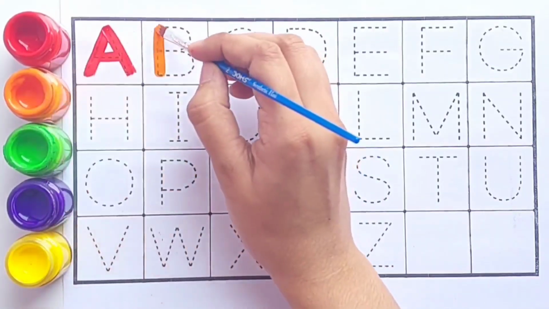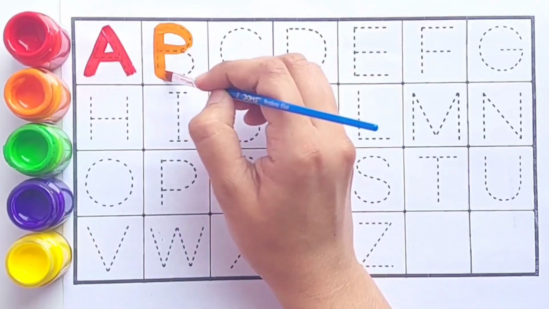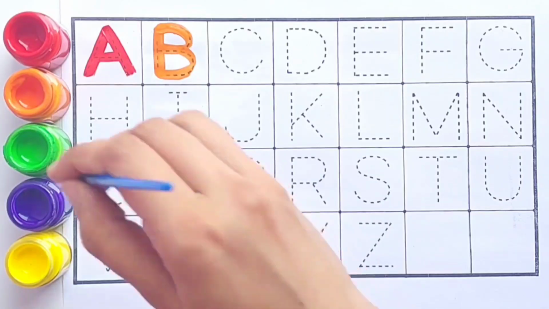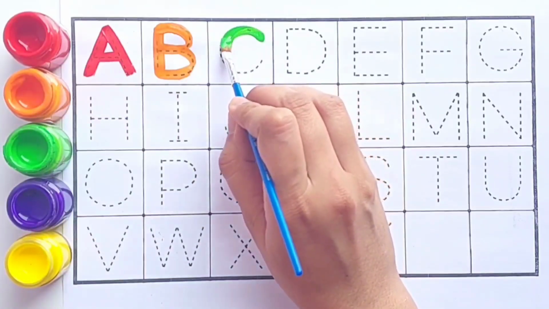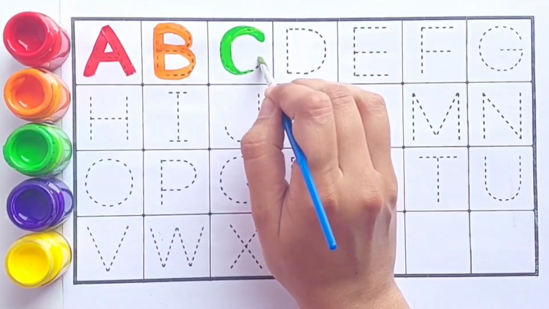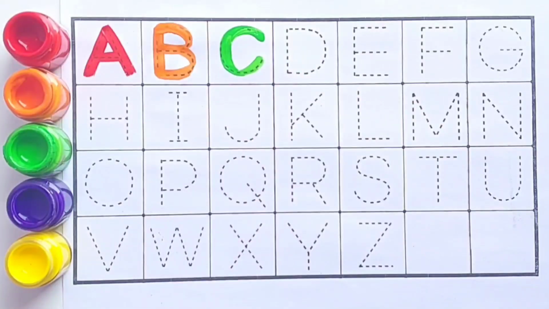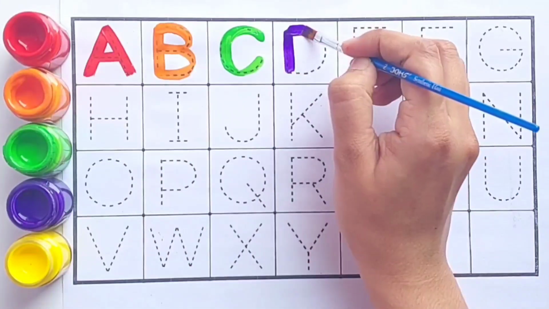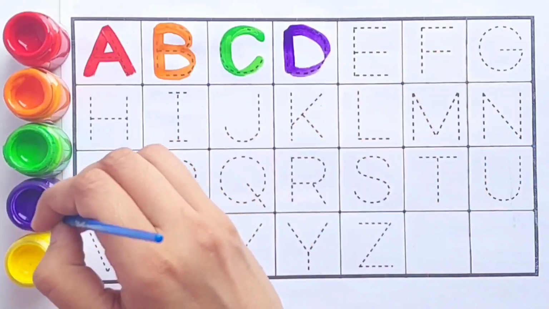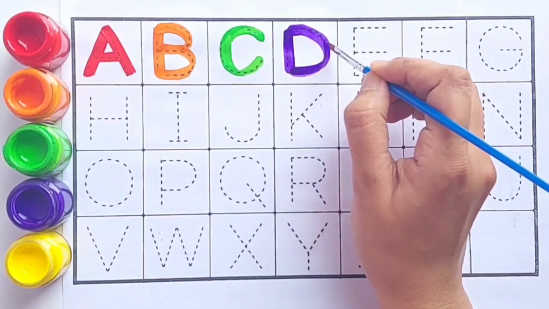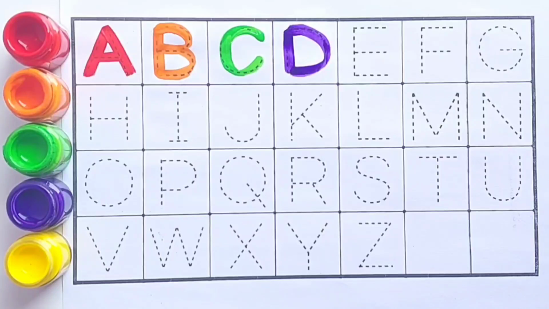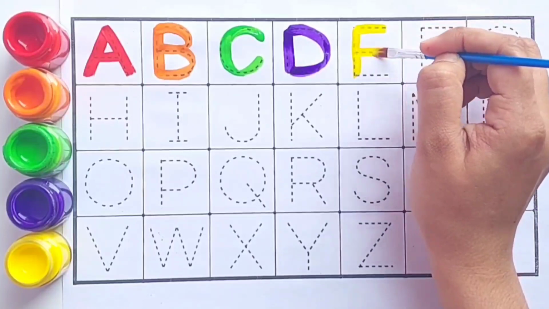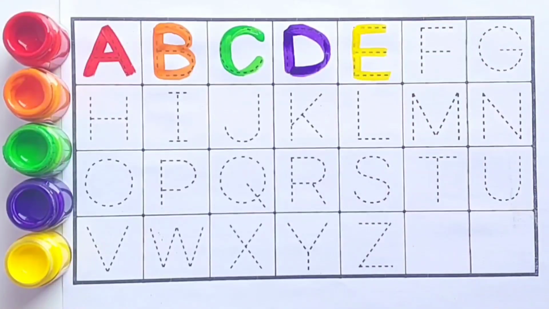Orange color. B. B for ball. Light green color. C. C for cat. Purple color. D. D for duck. Yellow color. E. E for elephant.